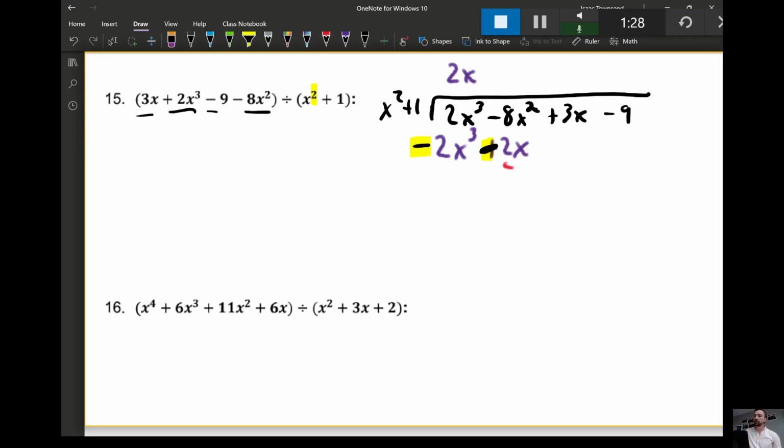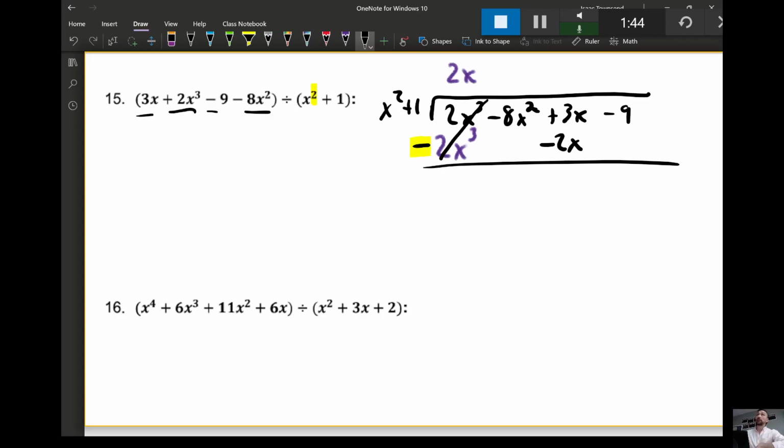So a lot of people are going to just prefer to put the 2x with the sign changed under those, because then it's a little bit easier to keep up with. So when I add these together, this goes to 0. That makes sense. That's why I picked the 2x.